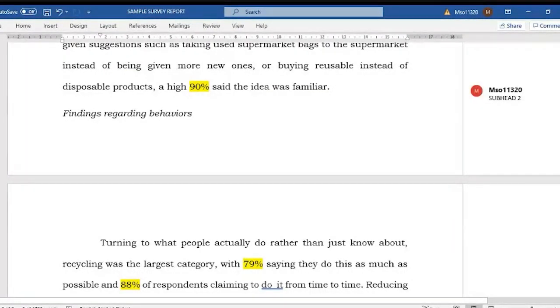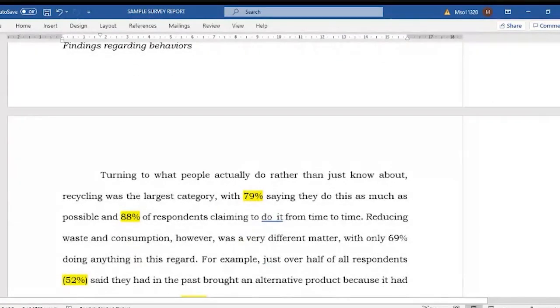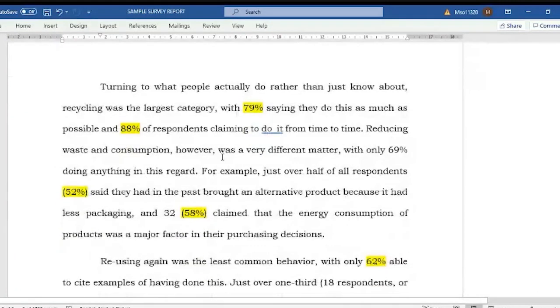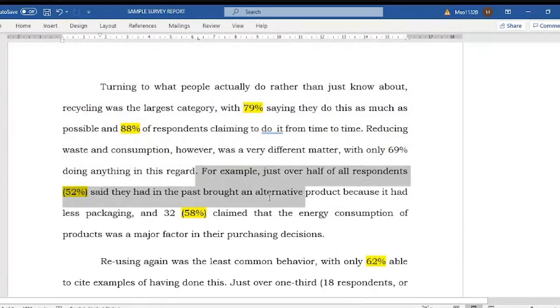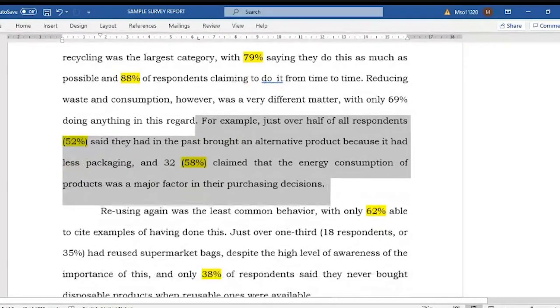Now, moving on to the second part or paragraph of this survey report. Turning to what people actually do rather than just know, recycling was the largest category, with 79% saying they do this as much as possible and 88% of respondents claiming to do it from time to time. Reducing waste and consumption, however, was a very different matter, with only 69% doing anything in this regard. For example, just over half of all respondents, 52%, said they had in the past bought an alternative product because it had less packaging. And 32, or 58%, claimed that the energy consumption of products was a major factor in their purchasing decisions.